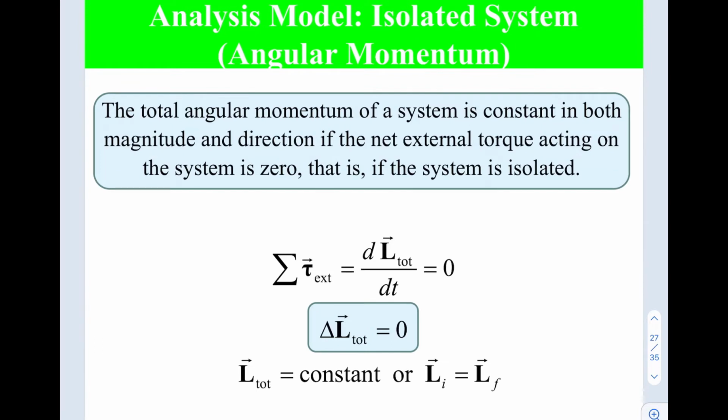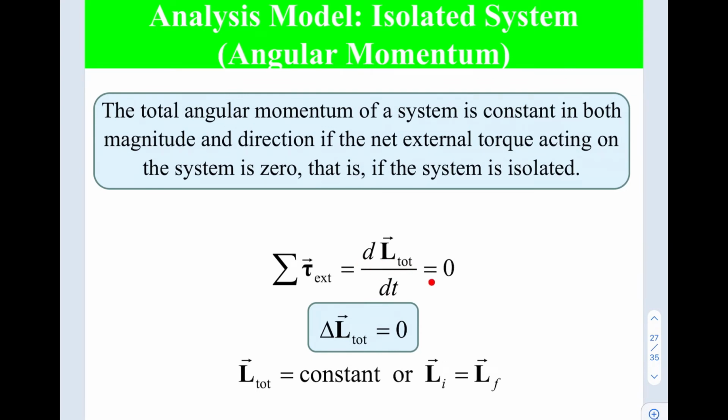Right. So the total angular momentum of a system is constant. Now we are going to take a look at the analysis model, isolated system for the angular momentum. When we talk about isolated system, it means that we are going to consider conservation of angular momentum. Let's take a look at this statement. The total angular momentum of a system is constant in both magnitude and direction if the net external torque acting on the system is zero. That is, if the system is isolated.